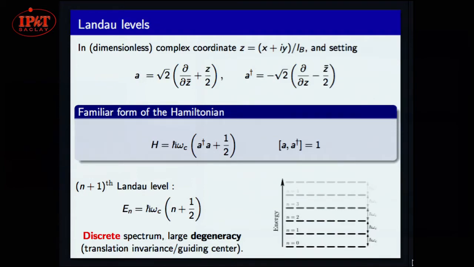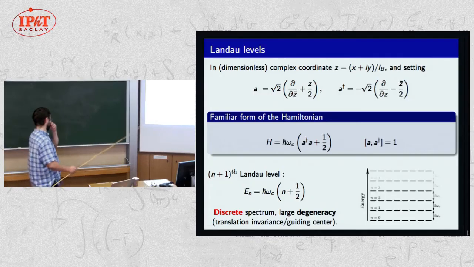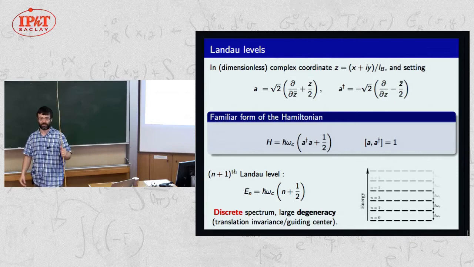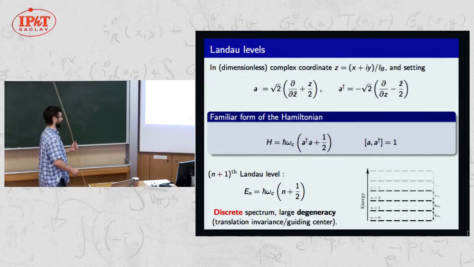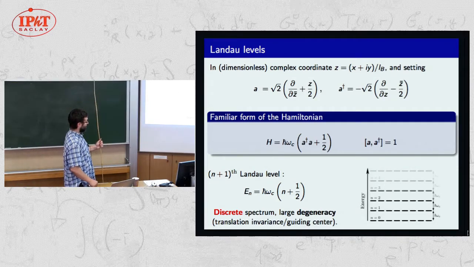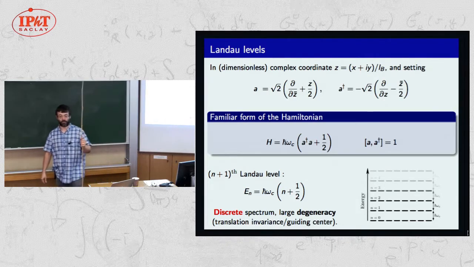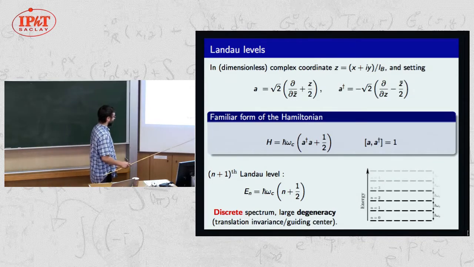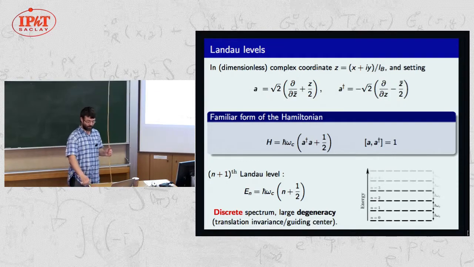You recognize a harmonic oscillator, so you know the spectrum. It's h bar omega c times n plus 1/2. So discrete spectrum. The one difference with the harmonic oscillator is that it's infinitely degenerate, infinite on the plane. If you have a finite sample, basically the degeneracy is the number of flux quanta you have piercing through your surface. And from now on, mostly we're going to concentrate on the branch of this, which is not zero energy, it's 1/2 h bar omega c, so the lowest Landau level, we can just focus on this.